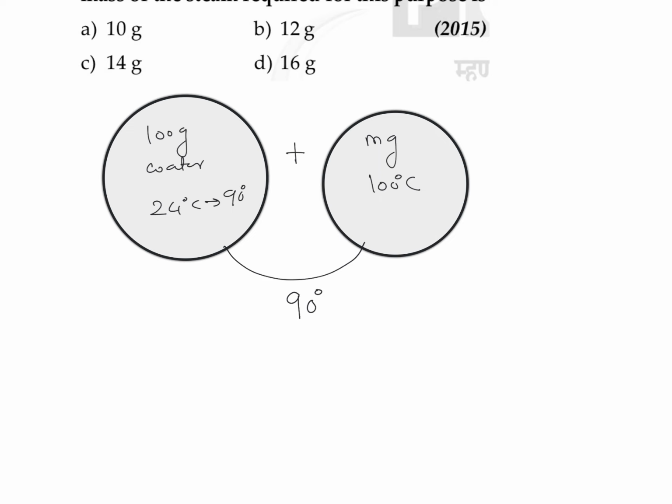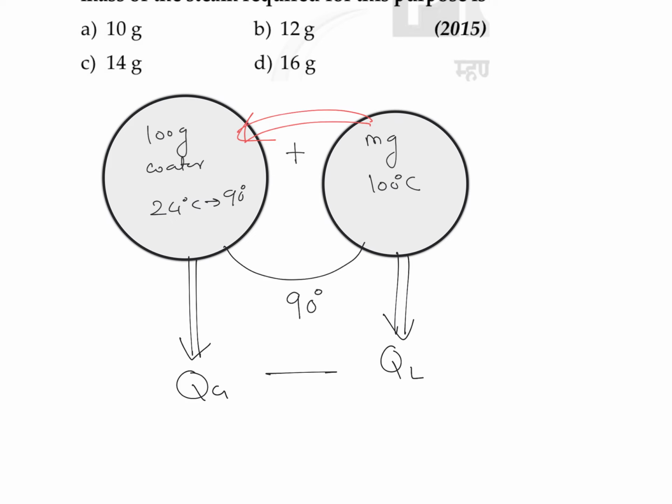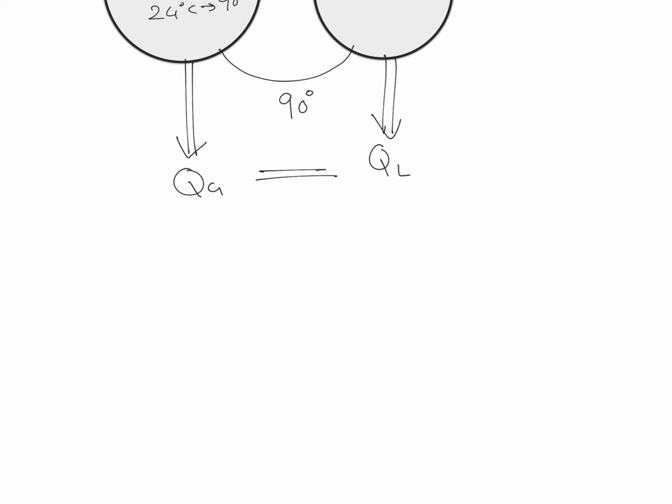So we can observe that there will be a flow of heat energy from steam to water. So the temperature of the water is going to increase. So it is going to gain energy, which is equal to the amount of energy which is lost by this hot body. So we'll write heat gain is equal to heat loss.